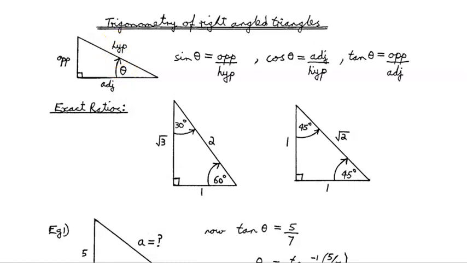That means that opposite the right angle is the hypotenuse, and opposite the angle is the opposite side. Next to the angle is the adjacent side, and then the trigonometric ratios are: sine theta is opposite over hypotenuse. Cosine of theta is the adjacent side length over the hypotenuse length, and the tangent of theta is the opposite side length over the adjacent side length.